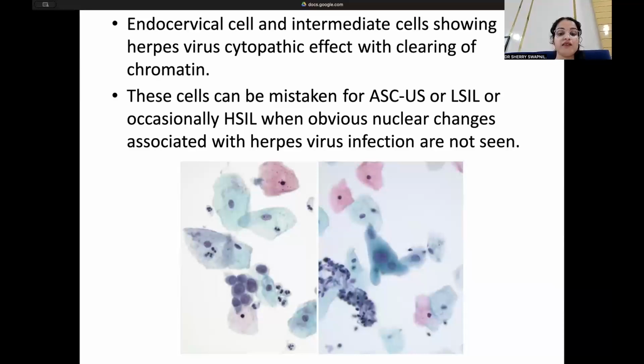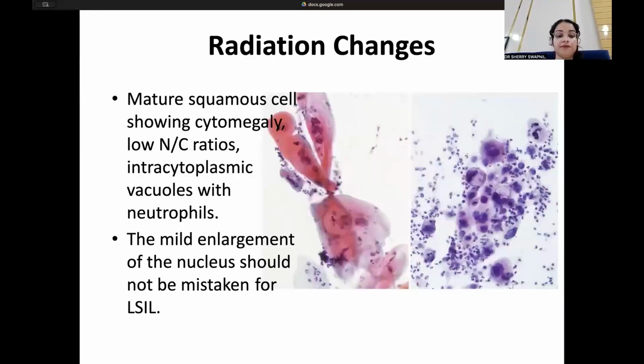Sometimes endocervical cells or intermediate cells, these are the endocervical cells and the intermediate cells, showing herpes virus cytopathic effect with clearing of chromatin. These are the cells that can be confused as ASCUS or LSIL, or if singly lying, that can be confused with high grade cells. So these should be differentiated, and whenever in doubt, we should always look for the nuclear changes. Next slide, please.